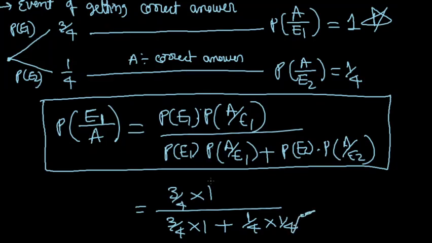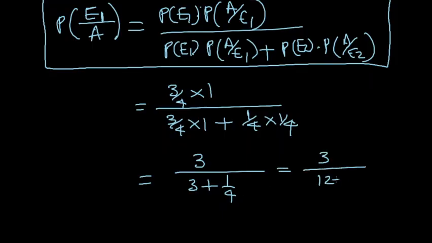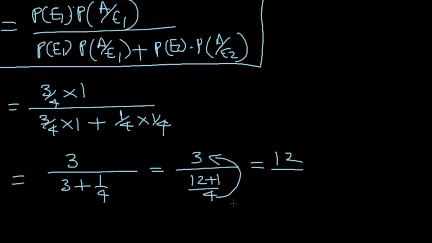Now 1 by 4 is common and cancels. 3 remains, divided by 3 plus 1 by 4. 4 3s are 12, so 3 by 12 plus 1 by 4 becomes 12 by 13. So the probability is 12 by 13. That's all. This is the answer.